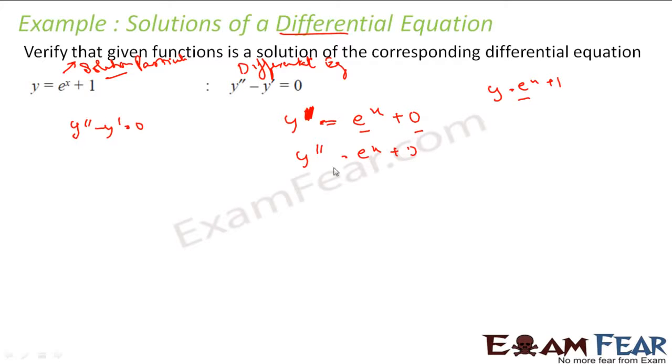1 becomes 0. Here also 0 becomes 0 only. So that's how I get y dash and y double dash. So my differential equation is this. So let's put the value of this guy.